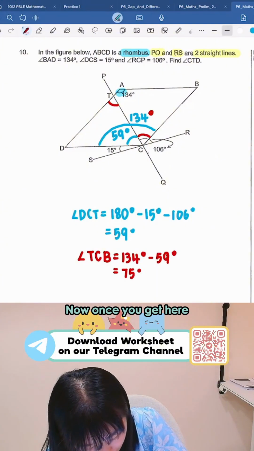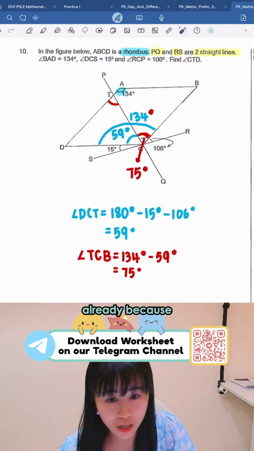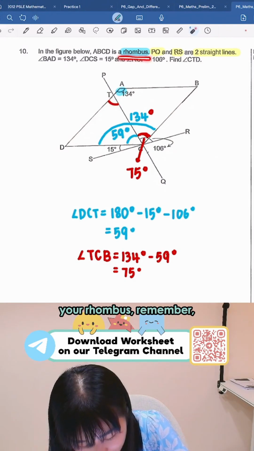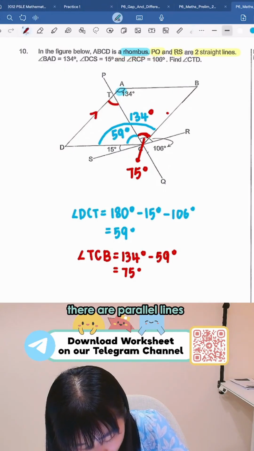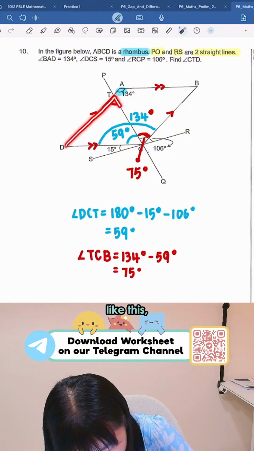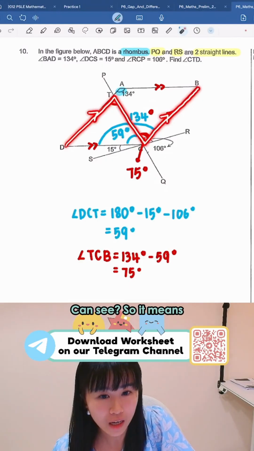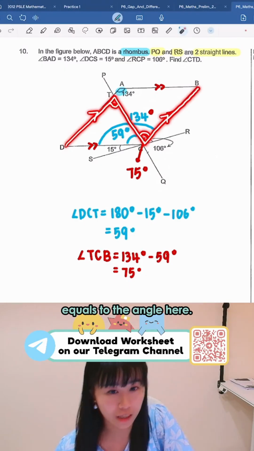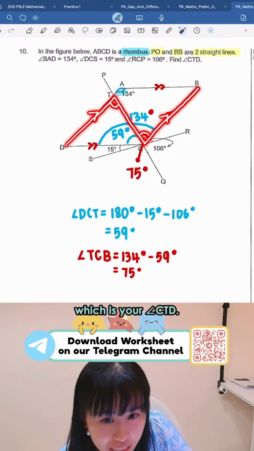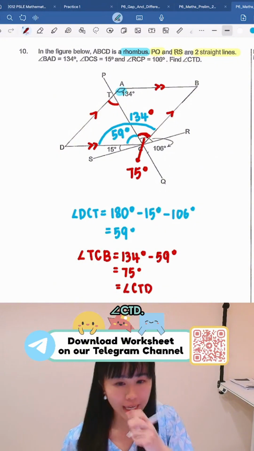Now, once you get here, your 75 degrees, you actually got your answer already. Your rhombus, remember, has parallel lines on the opposite sides. So if you take a look like this, you have your Z-shaped parallel lines here, can you see? So it means your angle here will be equal to the angle here. So once you get the 75, actually you got the answer, which is your angle CTD, which is what they want. Yeah, so we got the answer already.